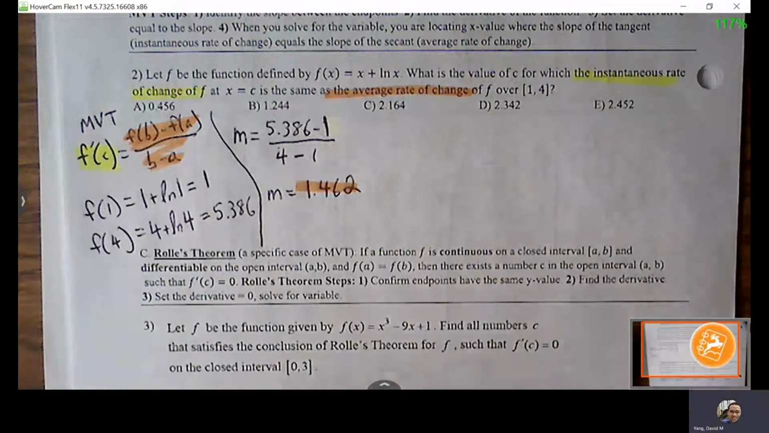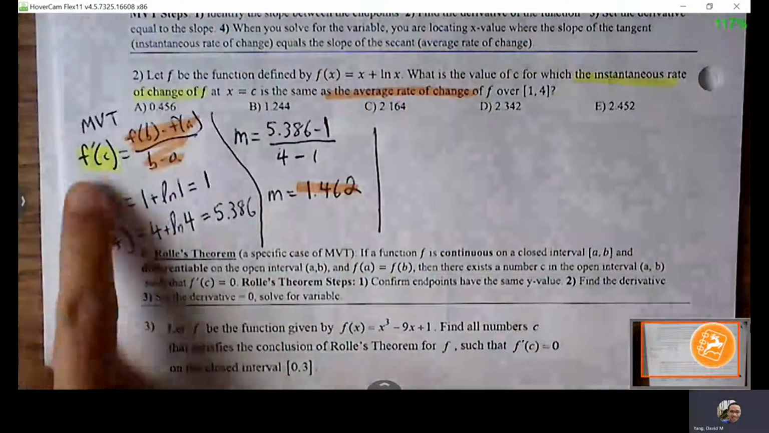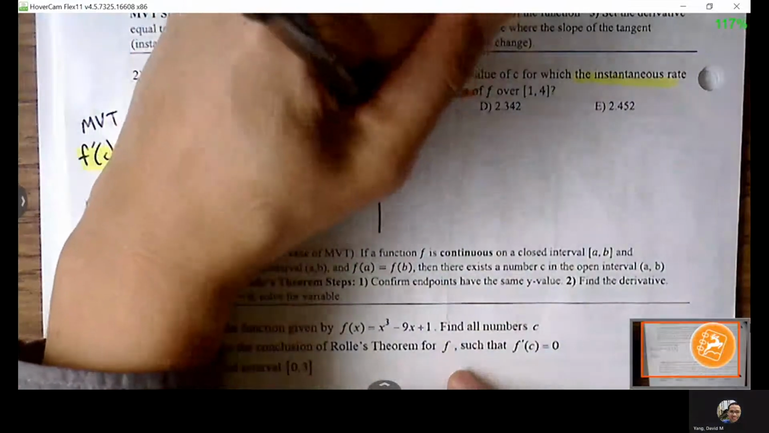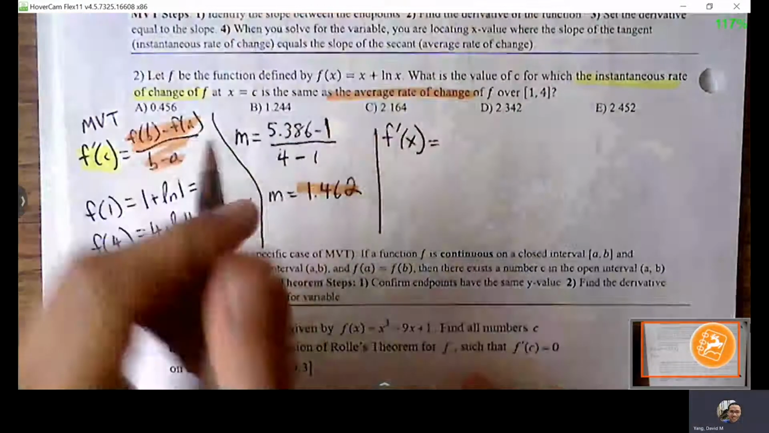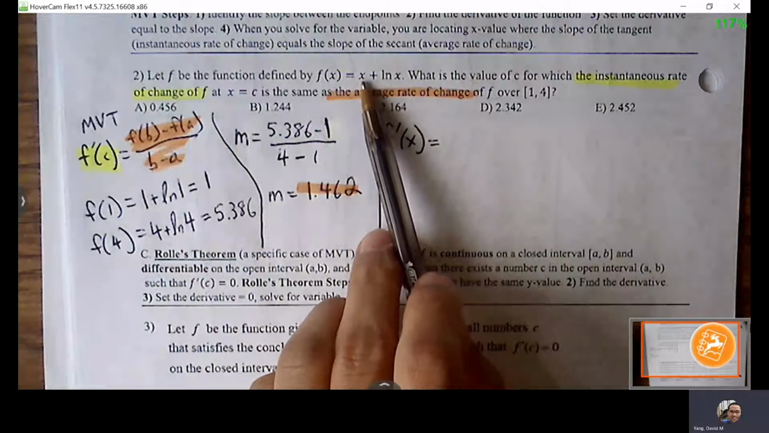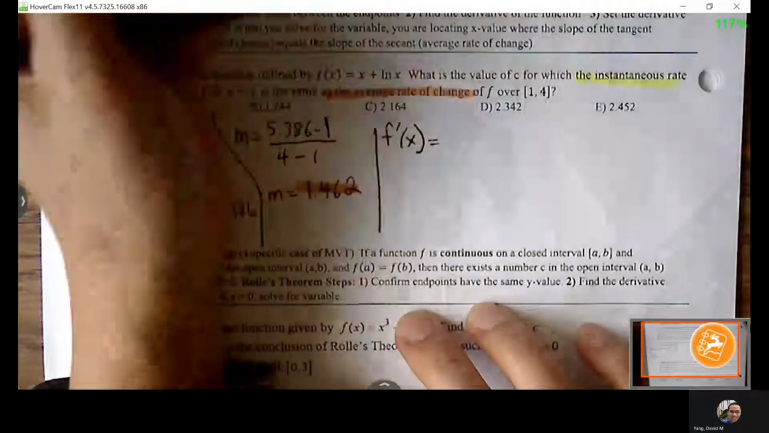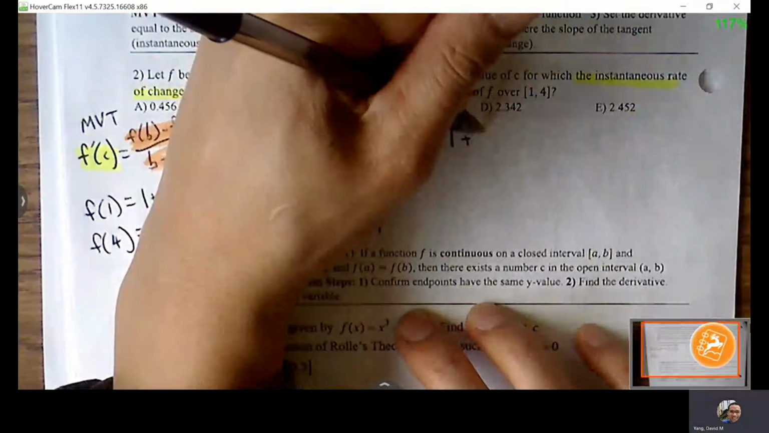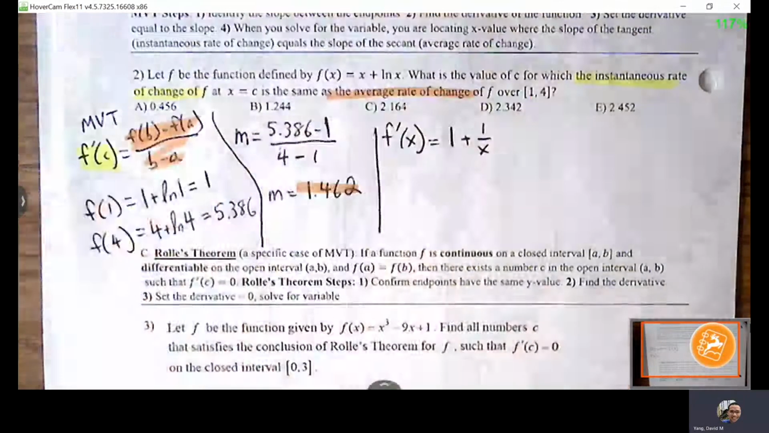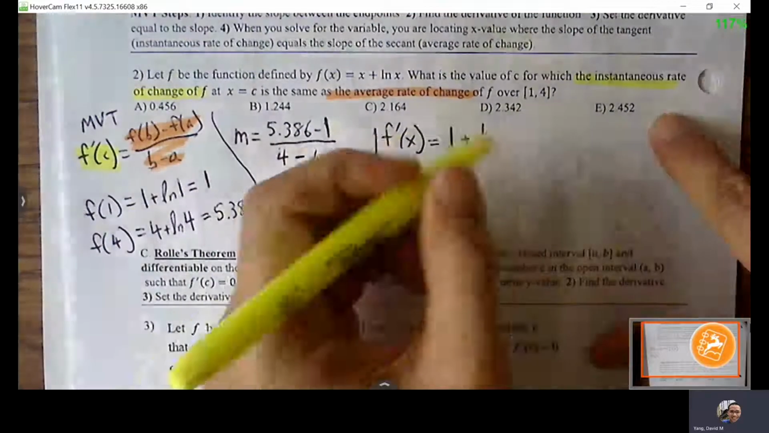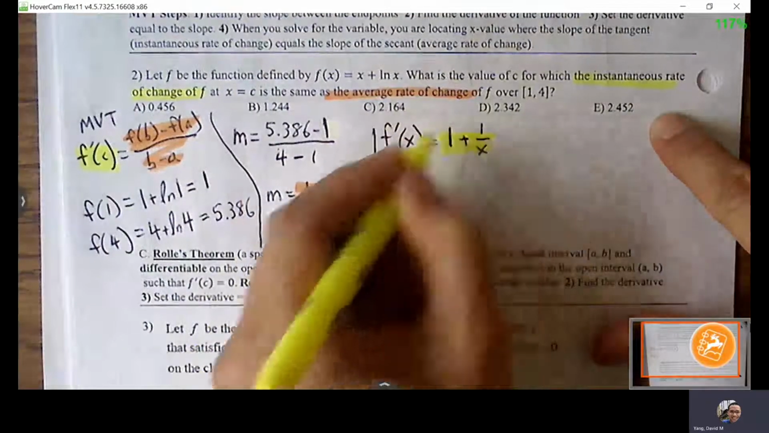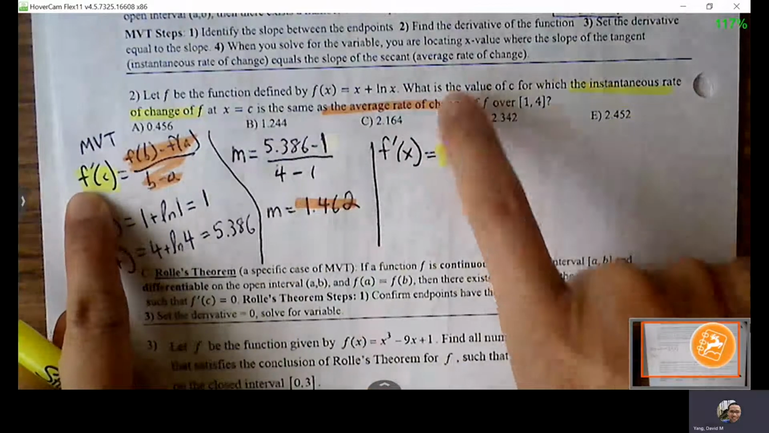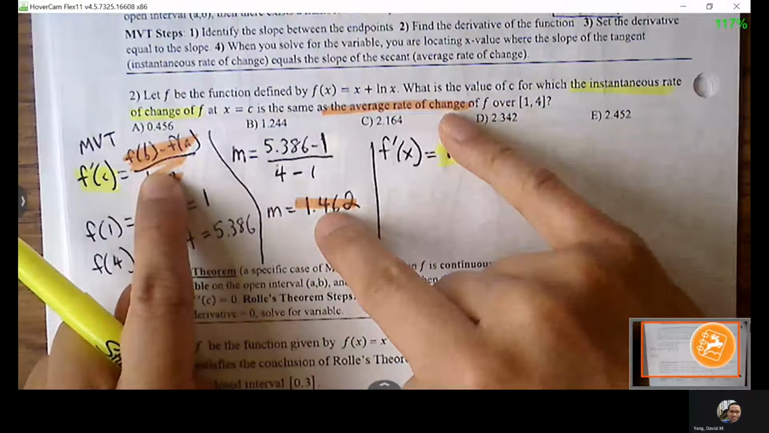Next up, we need to find f prime. So find the derivative. All right, x becomes what? 1. Natural log of x becomes 1 over x. So that's our instantaneous rate of change. So I'm color coding it. Anything that is instantaneous rate of change, that's derivative related. Average rate of change is slope related, or average slope.